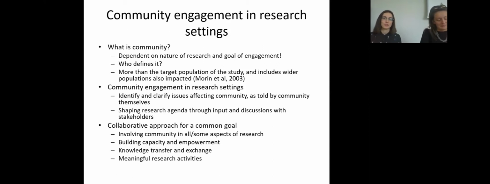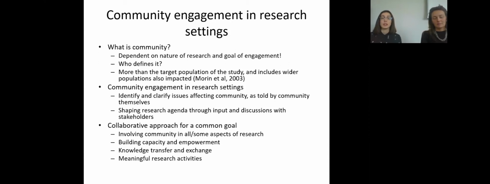The collaborative approach for a common goal involves the community in all or some aspects of the research, involves building capacity and empowerment, knowledge transfer and exchange, and providing meaningful research activities.